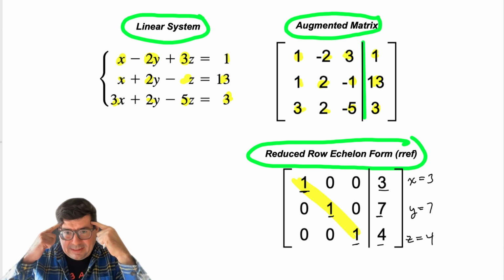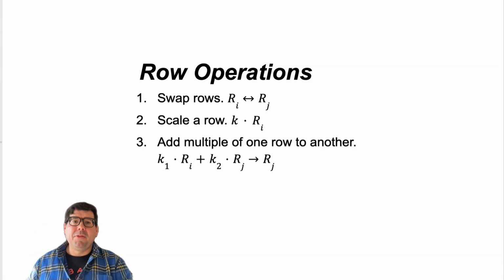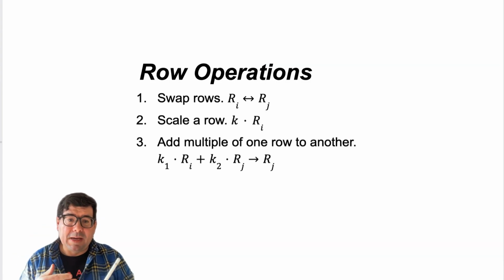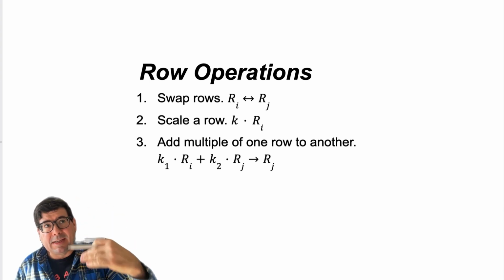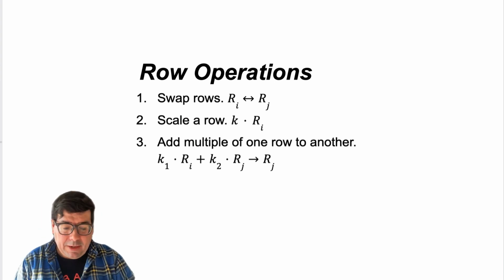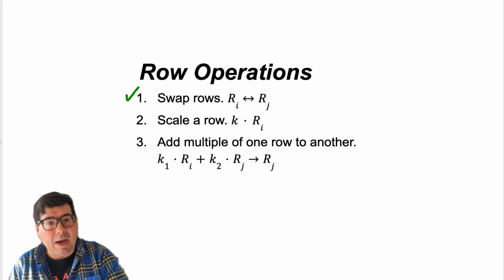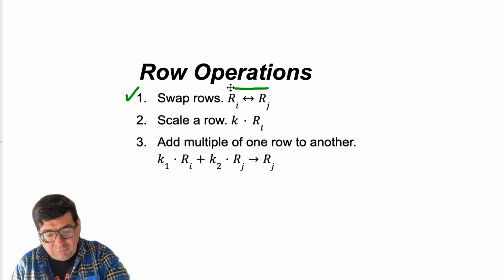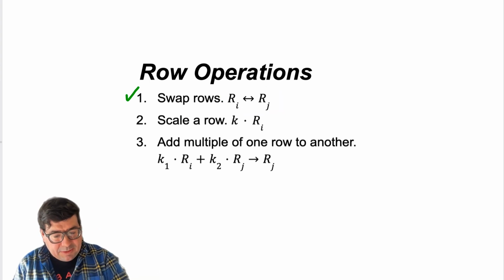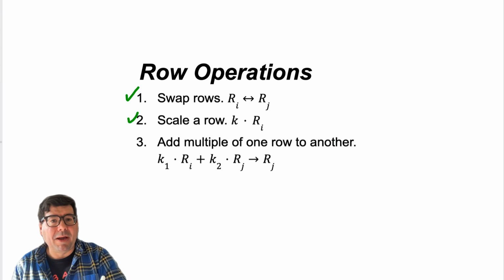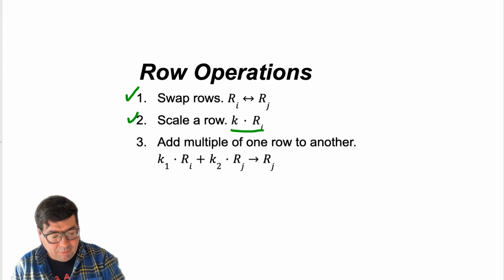So I want to visualize getting there. How do I get there? There are 3 basic operations we can use that won't change the solutions to the variables, but will enable us to get to reduced row echelon form. So the first thing we can always do is swap 2 rows, and this is my notation for that. You'll see me write out swapping rows. We can always scale a row or multiply it by a number, so k times some row.